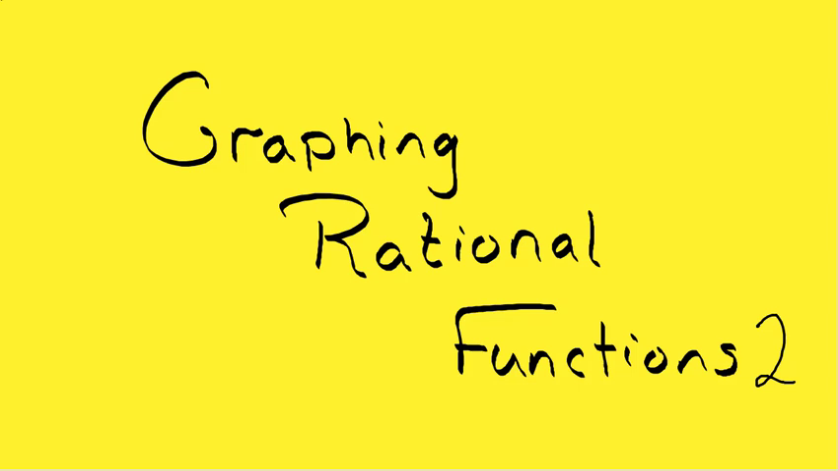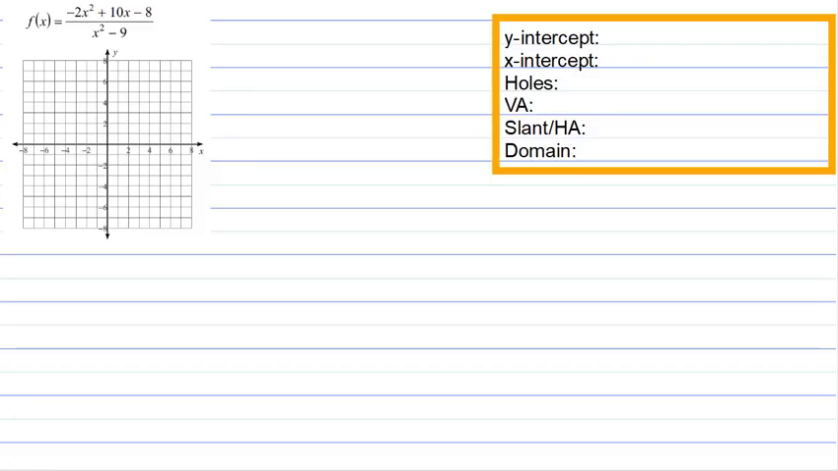Today's day 2 of graphing rational functions, and we'll be looking at ones that have not just two dividers, but multiple ones, as well as slant asymptotes. So let's go ahead and look at this first one.